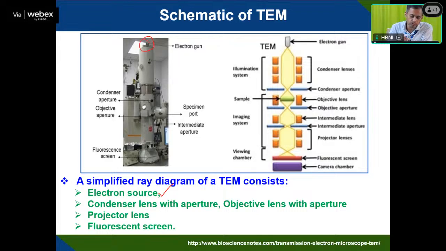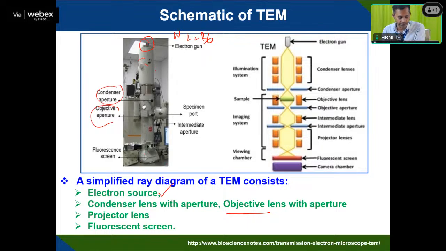If you see the schematic outline of a transmission electron microscope, it has an electron source like SEM. That source is again tungsten or LaB6 that you can use here. Electrons are generated and then pass through different lenses to attain high acceleration, high speed, and then pass to the condenser aperture and condenser lens, then to the objective aperture and objective lens, and finally fall on the sample. After the sample it goes to the projector lens and the fluorescence screen.